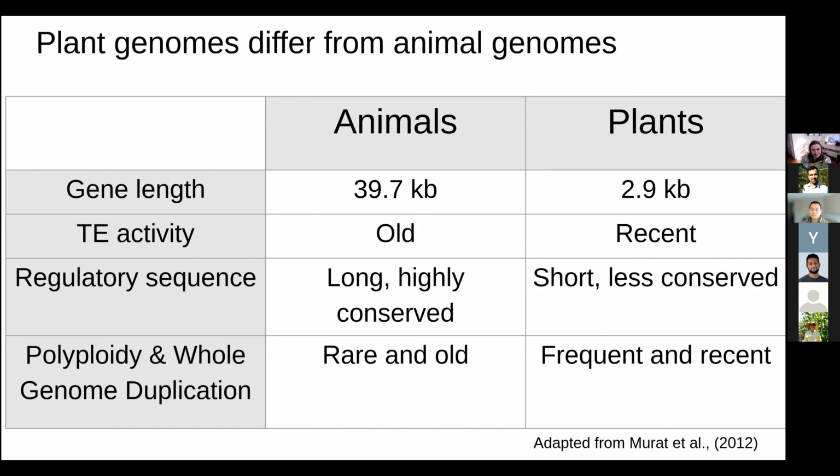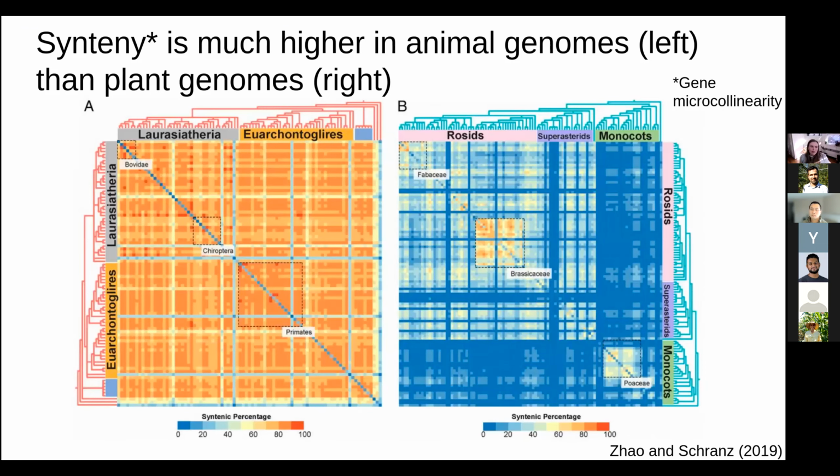And so I've just talked through a lot of words on this table, but we can also look at this pretty visually. Here, in a paper from Zhao and Schranz in 2019, looking at the level of synteny in animal genomes on the left, as exemplified by mammals, and plant genomes on the right, here angiosperms. And in this paper, they were looking at synteny between these genomes.